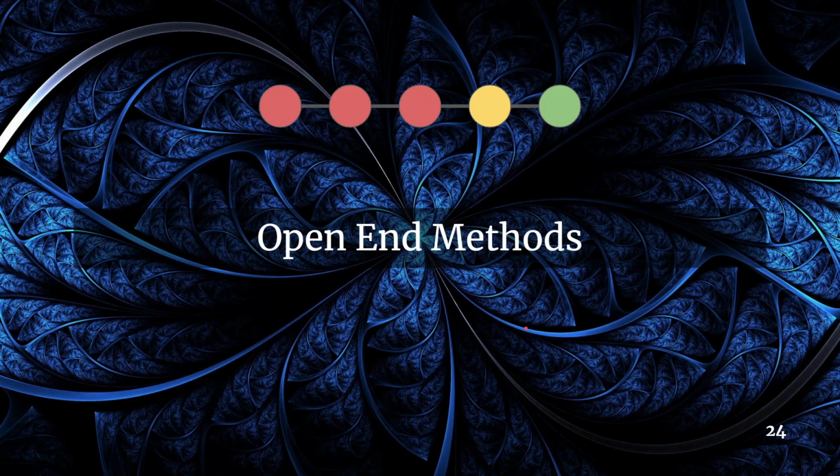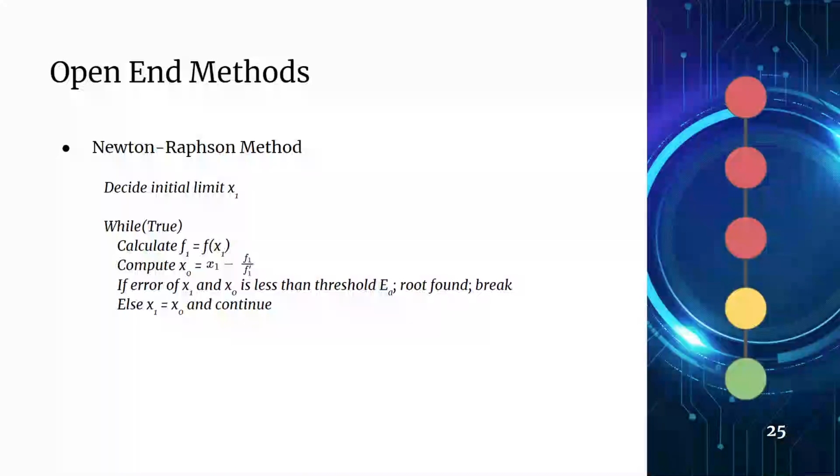Next up, open-end methods. We have seen bracketing methods, now we are up with open-end methods. So what are the open-end methods? We have explained before that open-end methods do not have a bracketed zone, rather they have open limits. You can go from any place to any place. One of those algorithms is the Newton-Raphson method, so we will start with the Newton-Raphson method.